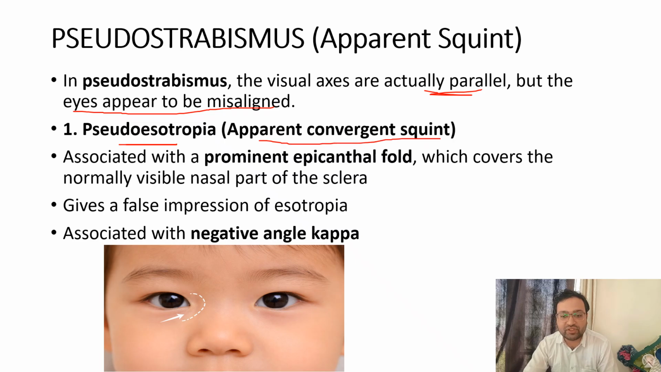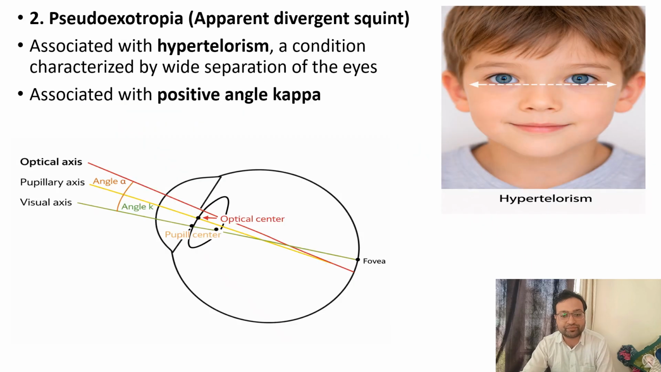It is associated with a prominent epicanthal fold. You can see here in this image there is an epicanthal fold which covers the normal visible part of the sclera, and hence it gives the false impression of esotropia, and it is associated with a negative angle kappa. I will tell you in the next slide what negative angle kappa is.